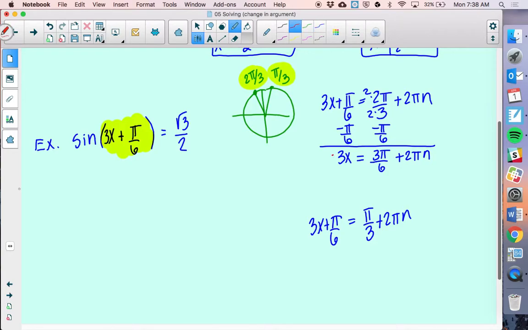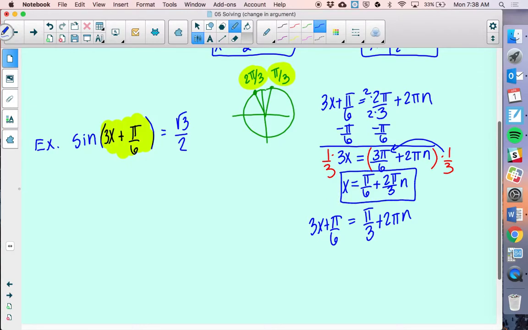And now I still have to get rid of the 3, so I'm going to multiply by 1/3. And that gives me x equals, I'm going to distribute into this first term, the 3's are going to cancel, so I'm going to have just pi over 6 plus 2 pi over 3 n. And so that's my answer for the first part.